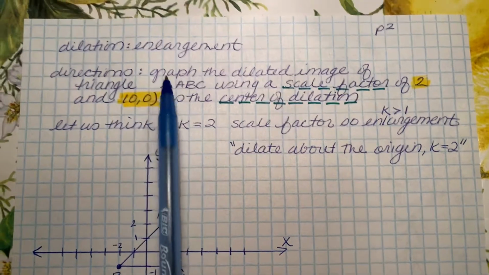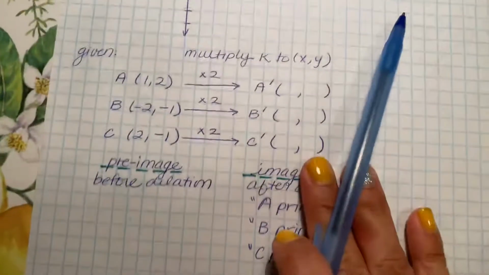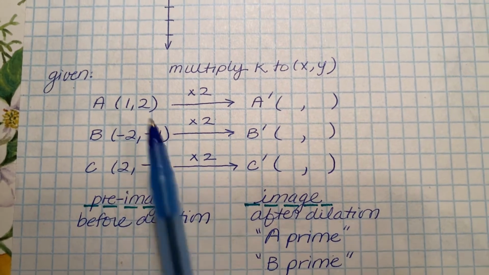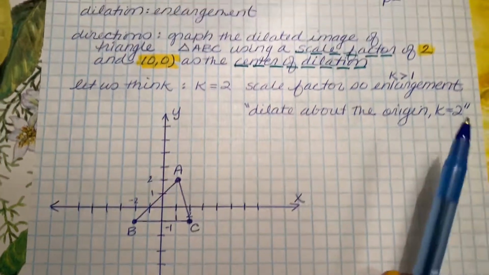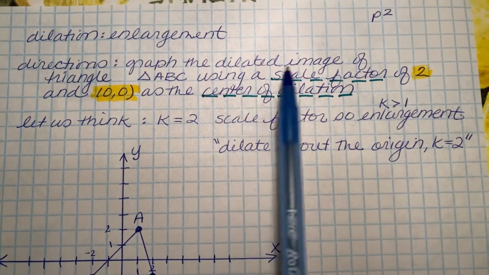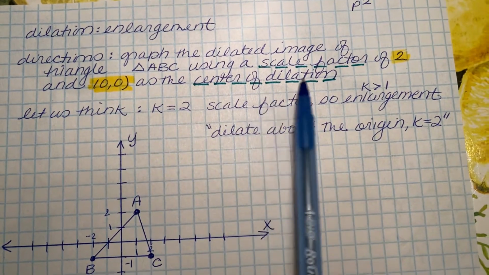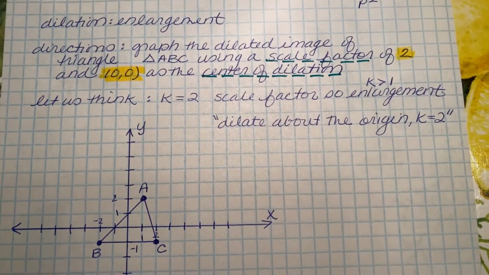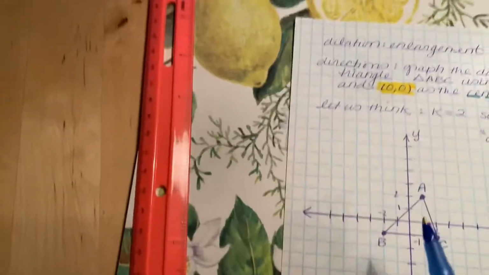Okay, directions. Graph the dilated image of triangle ABC. Here's triangle ABC. What are the coordinates? A is 1, 2, B is -2, -1, C is 2, -1. These points are given and it is plotted for you. Graph the dilated image of triangle ABC using a scale factor of 2, and 0, 0 as the center of dilation. We'll get to that when I finish the problem. I'll show the center of dilation, and I'll show you the visual check of whether you did it correctly, and that uses a ruler.